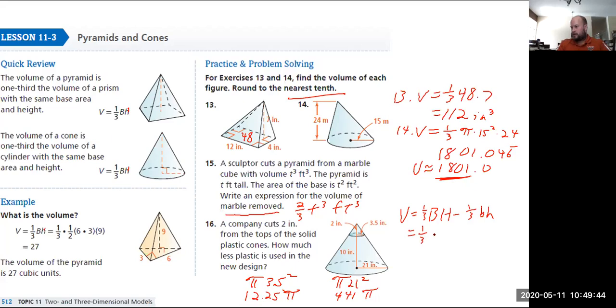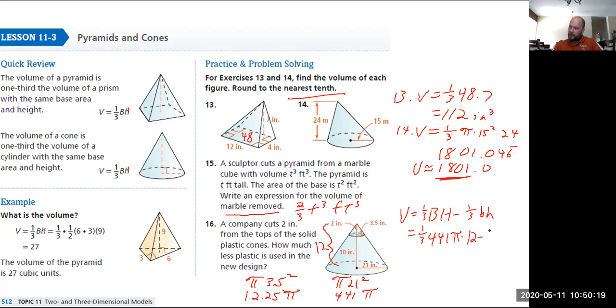1/3, the area of the big base there, 441 pi, times the height of the entire thing. And that's where this gets tricky. Since they put this 10 here and it's broken up into 2 pieces, we have to recognize this 10 is only for this piece. The entire height of the big cone, we have to add that 2 to it. So it's going to be 12 for the height of the entire thing. Again, the whole thing is 12.